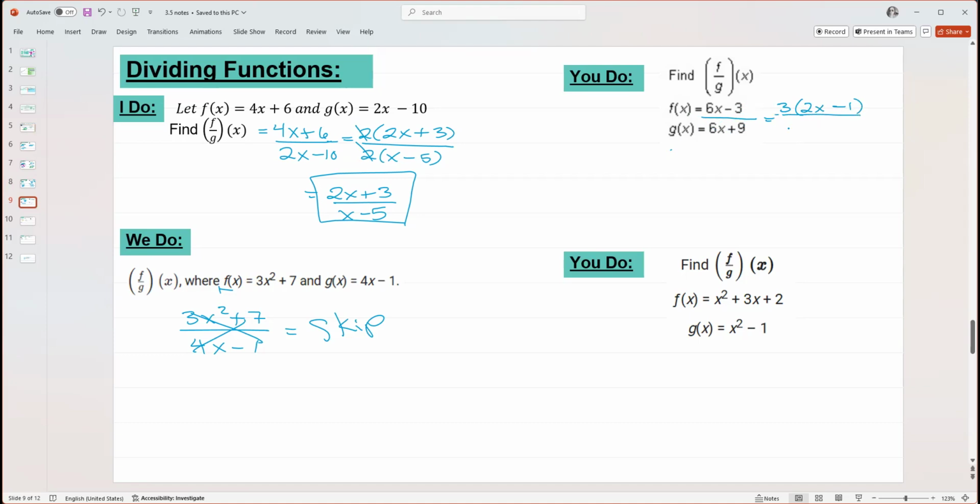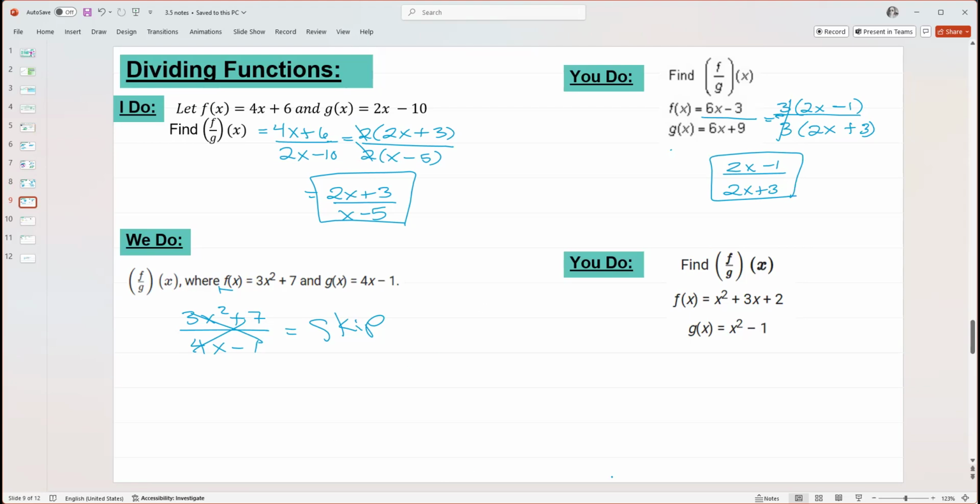And on the bottom, we can take out a 3 again, and we're going to get 2x plus 3. We can cancel the 3's and then you're done. So 2x minus 1 over 2x plus 3.